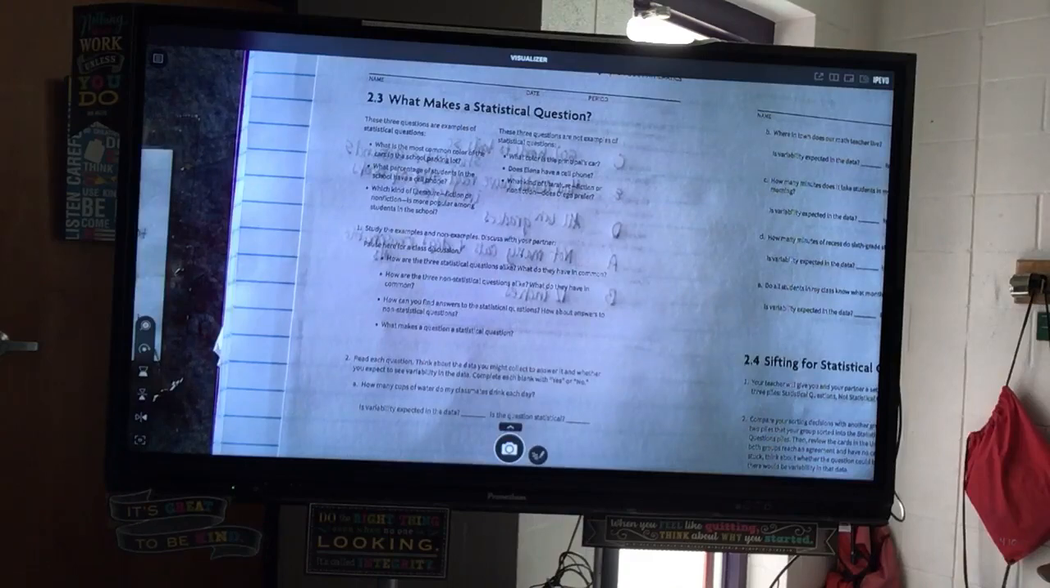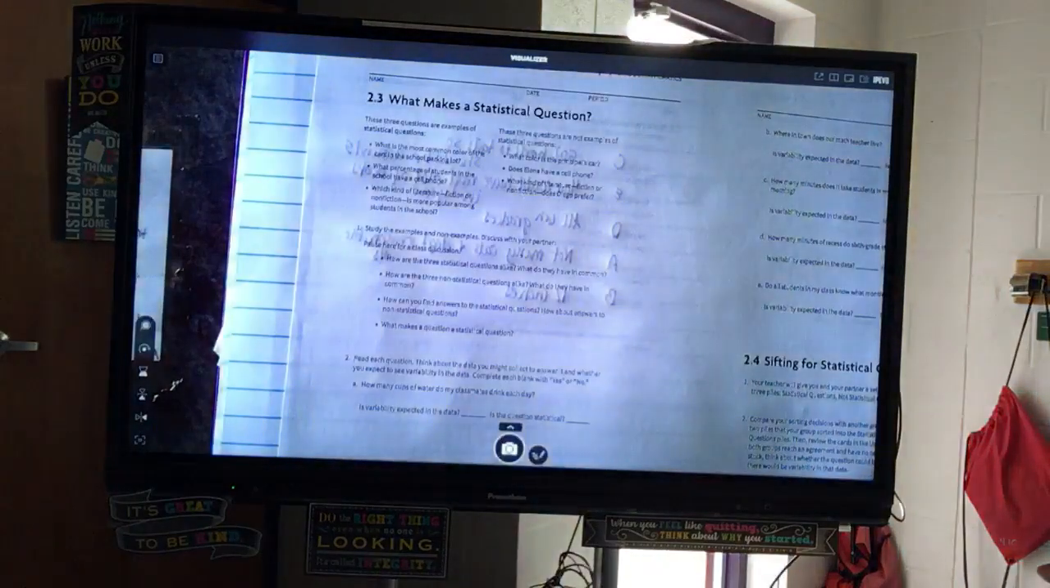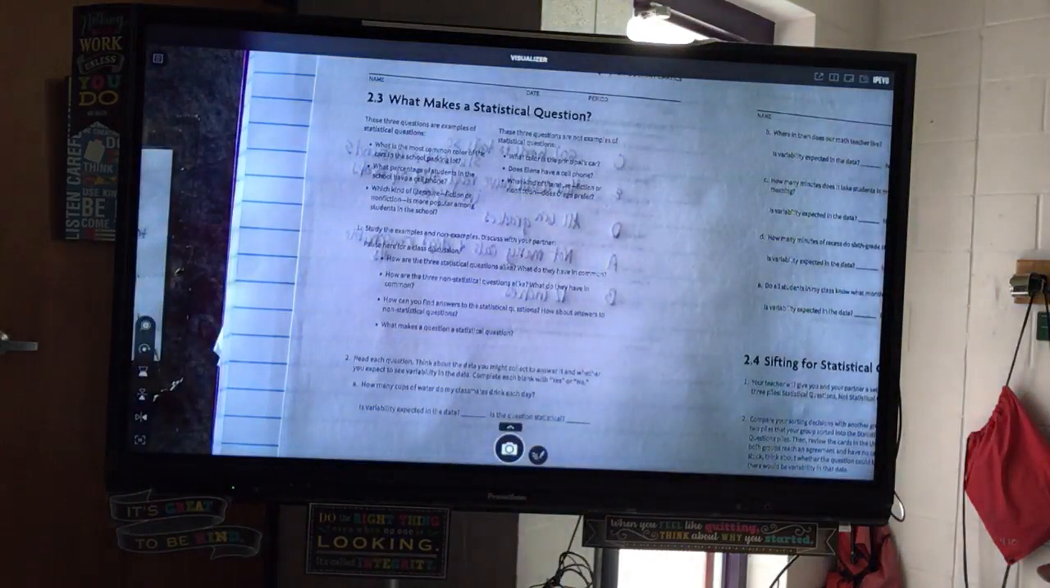Alright guys, let's go ahead and talk about these questions. I stopped in a couple of groups and sat down with Christian's group in the back. Good conversation. I'm hearing those math words that I want to hear. So, how are the three statistical questions alike? Ace: They're alike because they're all talking about many things and not just one person or object. Okay, so it's a wide variety.